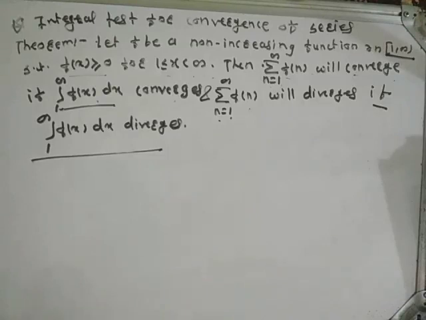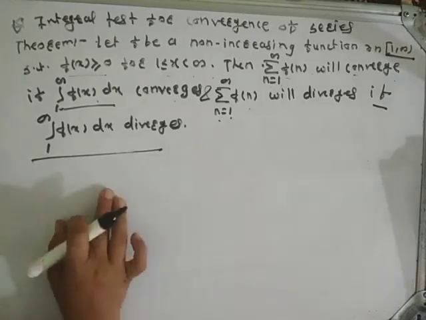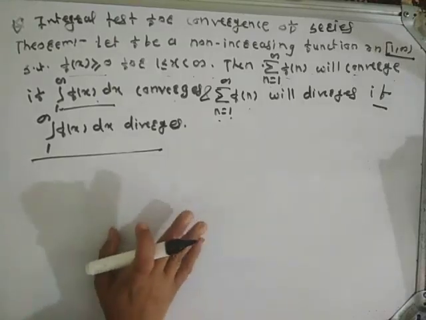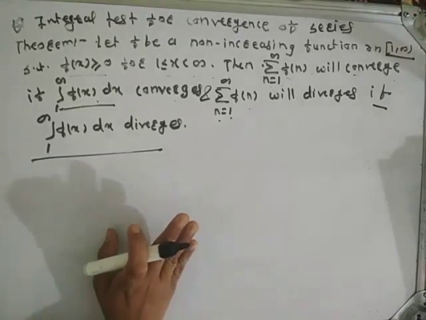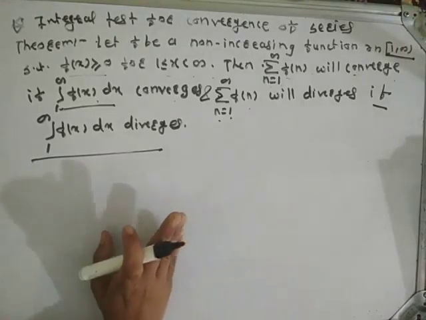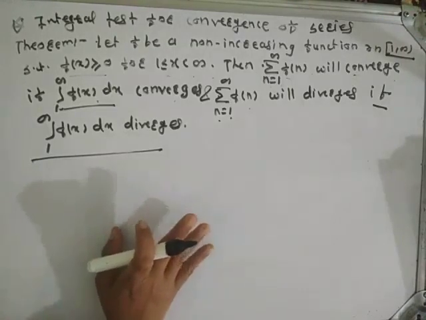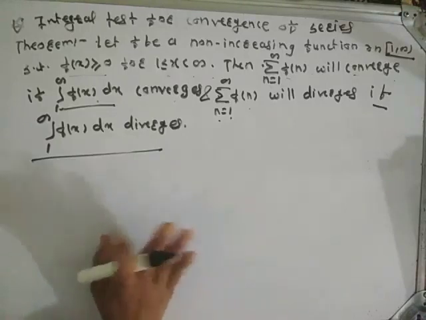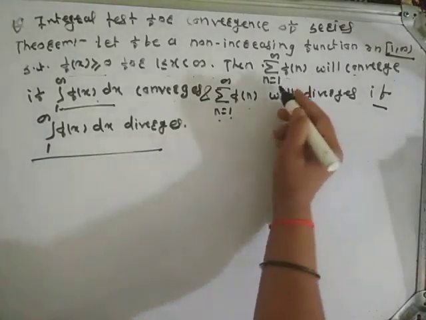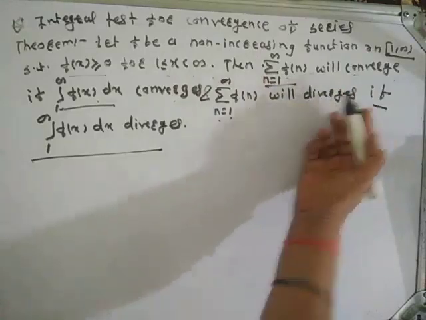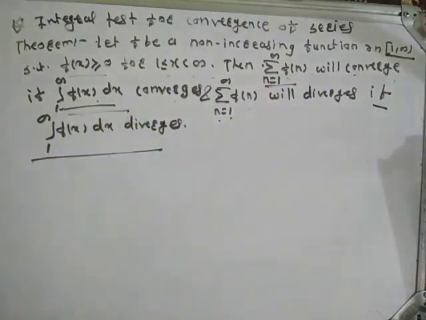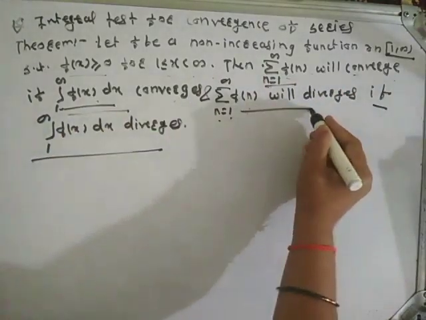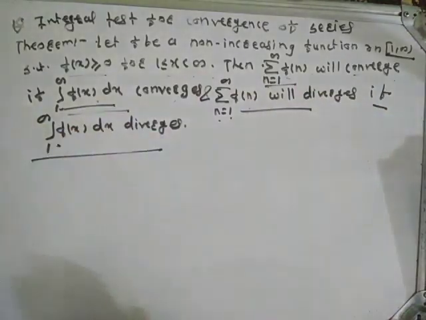Students, here note that the integral test neither says anything about the sum of the series nor does it assert that the sum of the series is the value of the integral. It is only a comparison test. It means series f of n will converge if this integral is convergent, and series f of n will diverge if this integral is divergent. It gives only comparison.